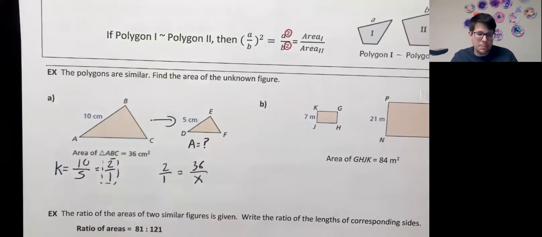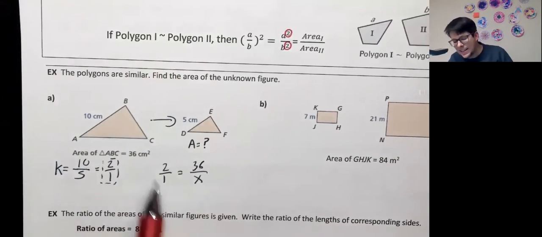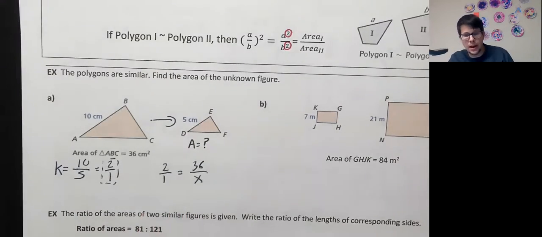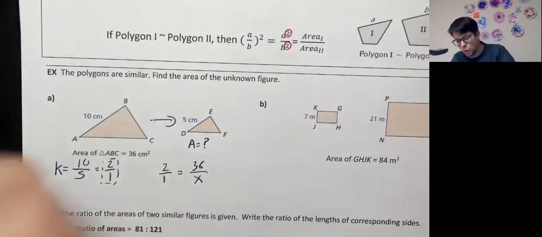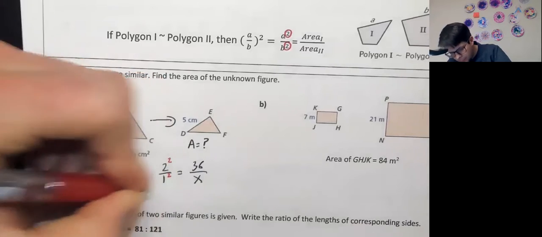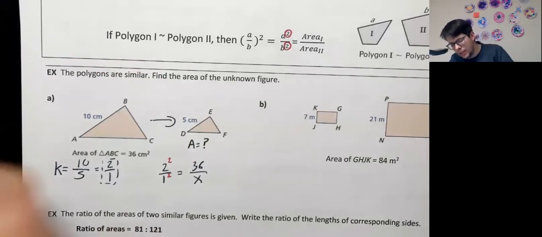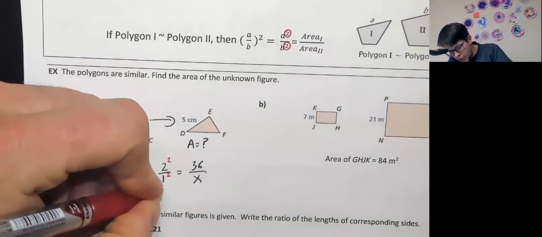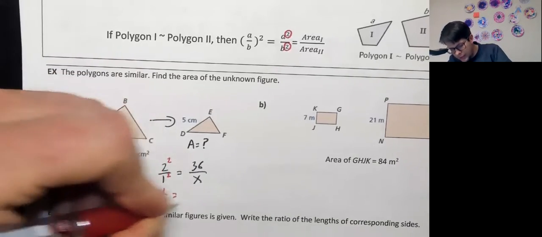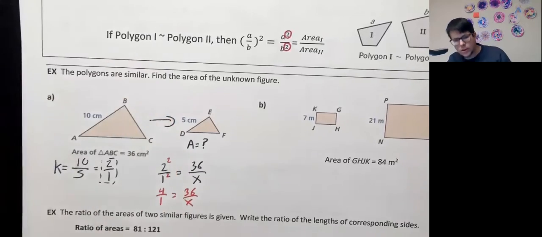Okay, so now this is where a lot of people make their mistake. Once again, it is not a direct relationship between side length and area. It is a relationship between the square of side length and area. So we need to add in that power of 2 right there. And once we do that, then we'll be on the right track. So this proportion is going to change slightly, and it's now 4/1 is equal to 36/x.